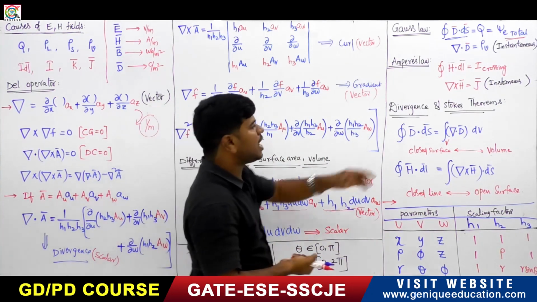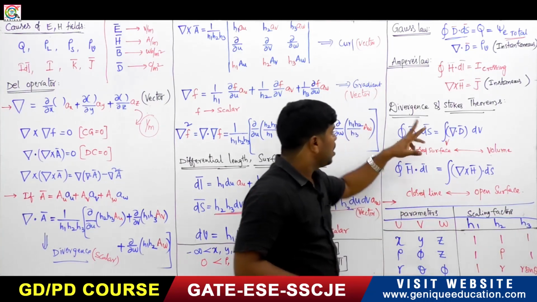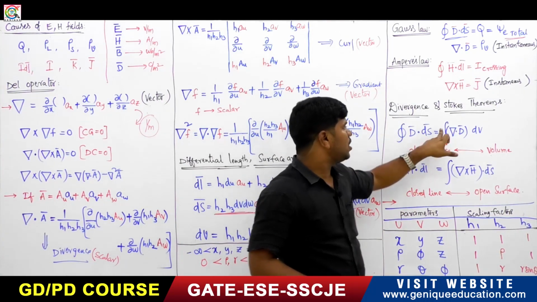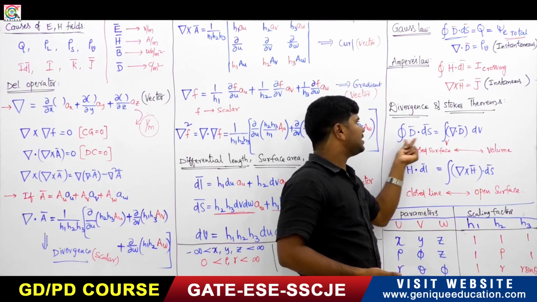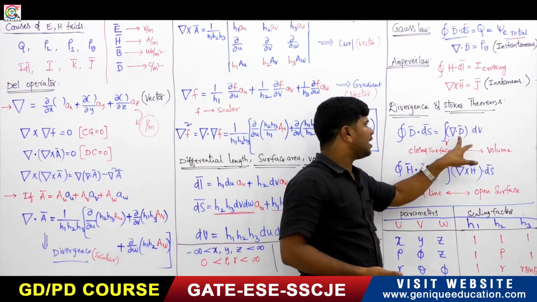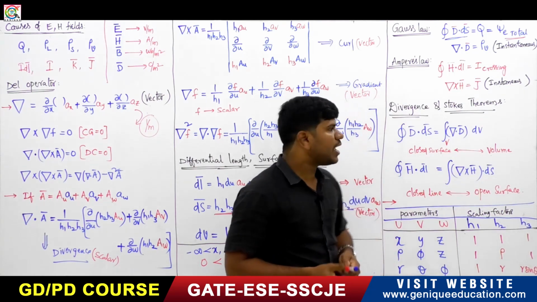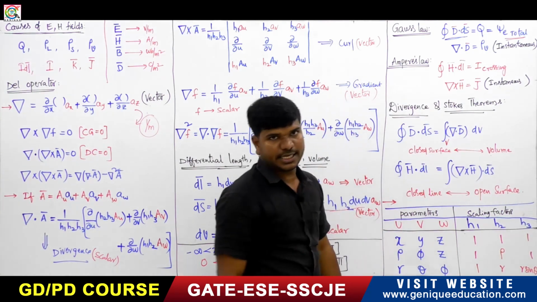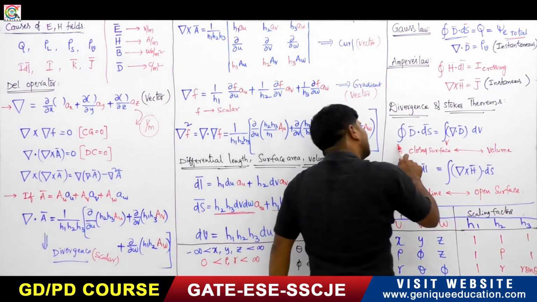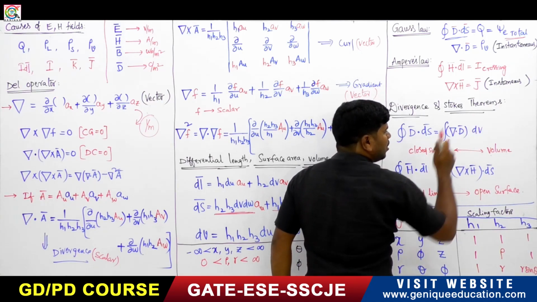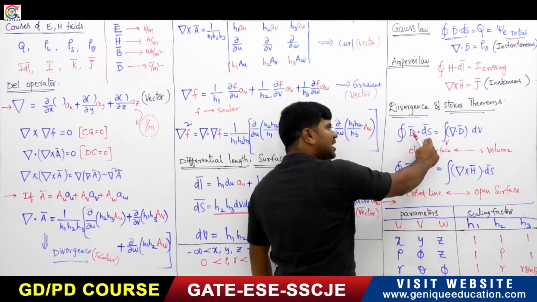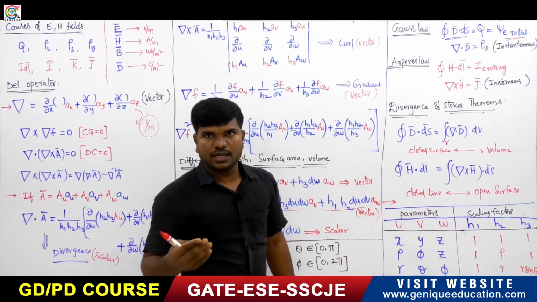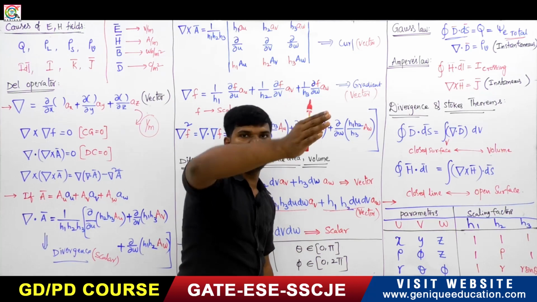So closed integral D dot dS is equal to, what is this? A closed surface integral gives you a volume integral of del dot D dv. If you observe this, the double integral is transformed into a triple integral. You have to write this. The surface integral is nothing but a double integral.